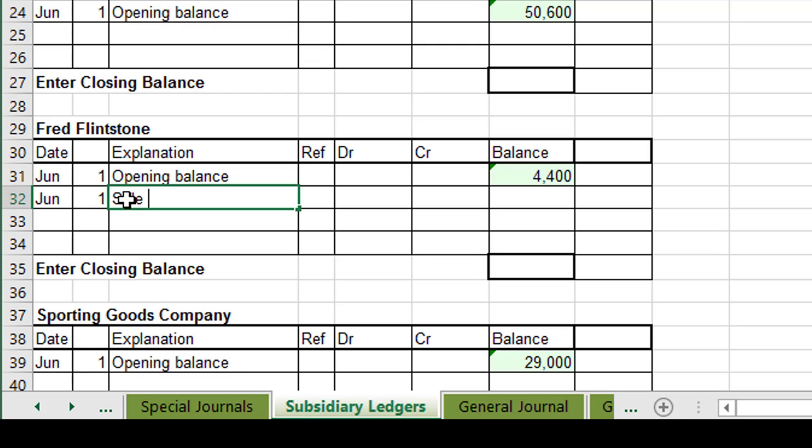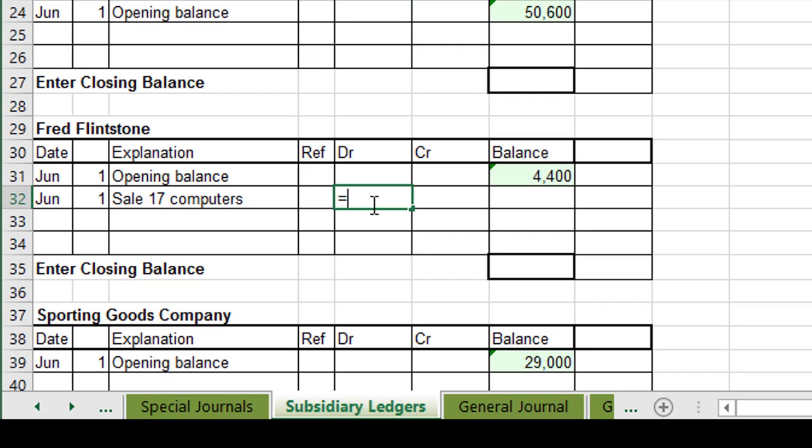sale 17 computers. But, and I think it's a good habit to make these explanations, a lot of the transactions we have here don't actually require explanations because they're self-explanatory. If you're recording something in the accounts receivable subsidiary ledger, you know you've either made a sale or someone's paid. So let's have a look at this.